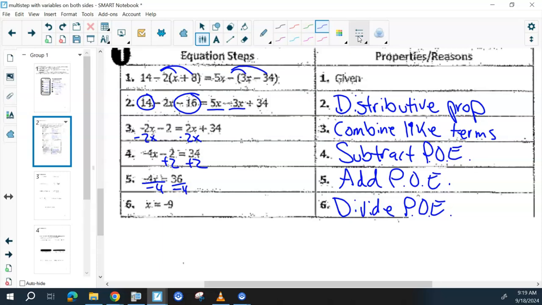Double check your answers with mine. Did you have any questions about that? So once you're able to recognize what you need to do to both sides, the solving part should be a little easier for you.